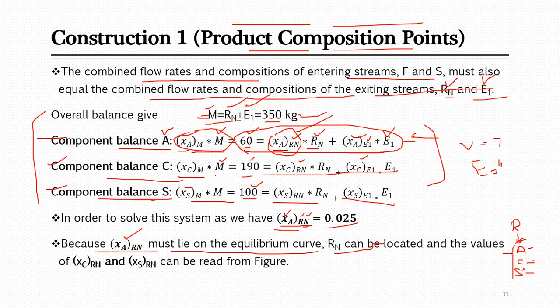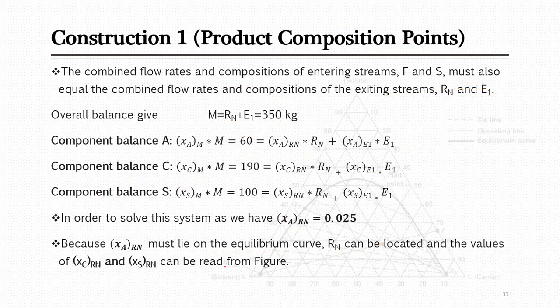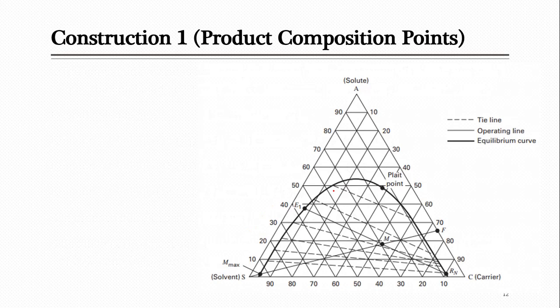When you know A is located on the curve, you can easily find C and S from the figure. So that's mentioned here: the mass fraction of C and the mass fraction of S can be located from the figure. Let's look at this diagram. This is a similar diagram in which we have located points F and S as well as M.